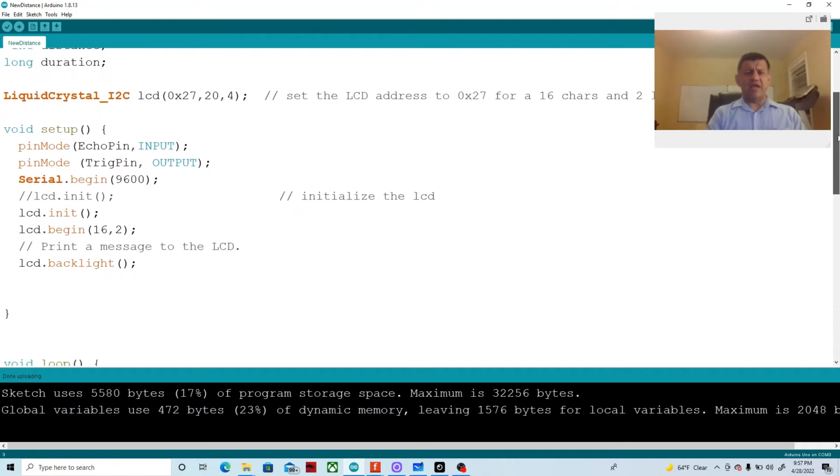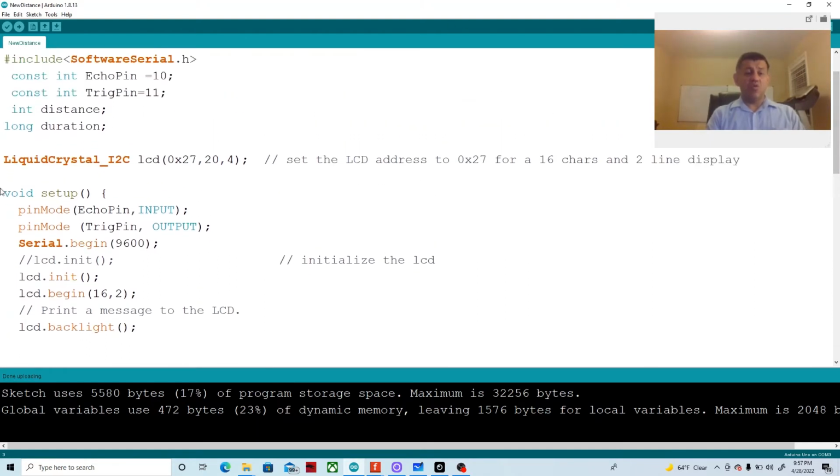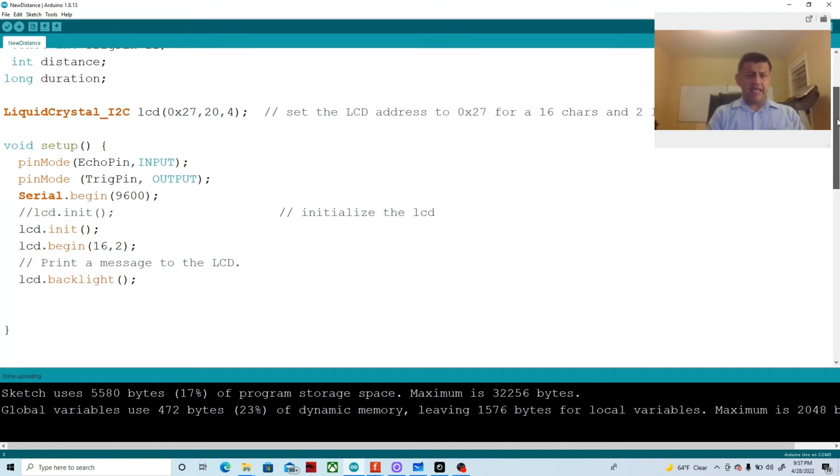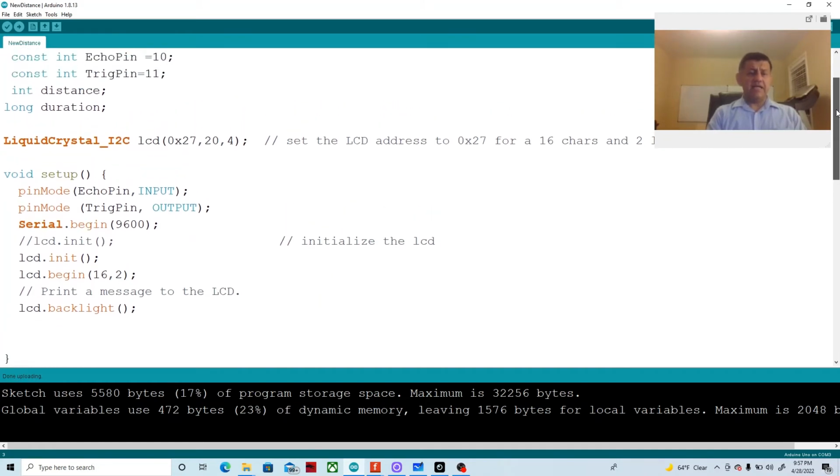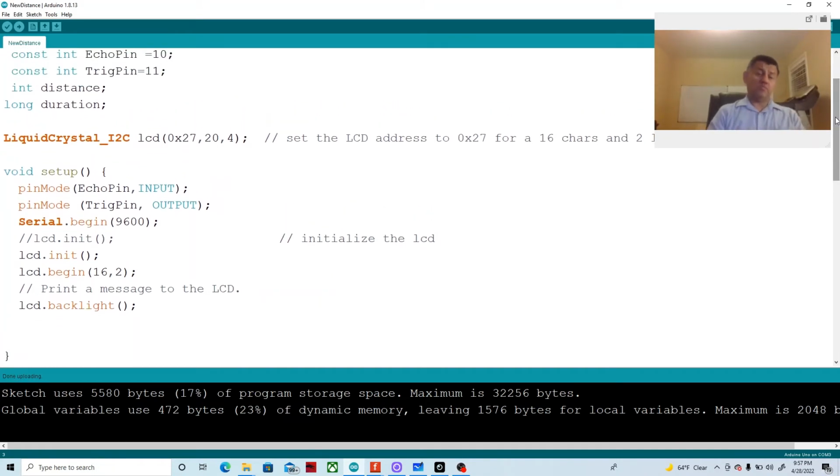Right here we include the liquid crystal library, LCD, right? And then we come over here, and the void loop is already in the Arduino IDE. You don't have to write this up, it's already there. All you have to do is set up the pinMode.